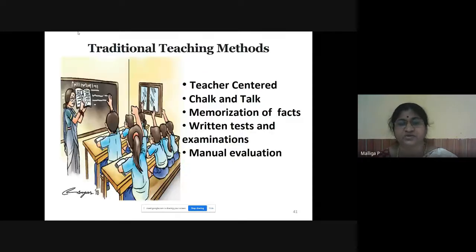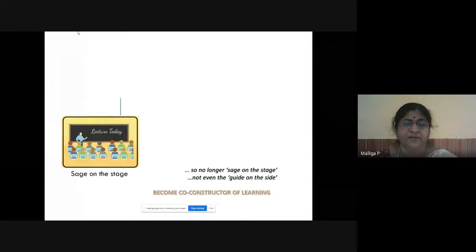As a teacher, you should know that there is a paradigm shift from teacher-centered learning to learner-centered or student-centered learning. Gone are the days of the chalk and talk method, memorization of facts, and written tests. Of course, in assessment we have to do a lot of reforms, but still we follow written tests and examinations. Earlier it was manual evaluation, now it is all computerized, but still subjective and objective tests are there. So this is a traditional teaching method.